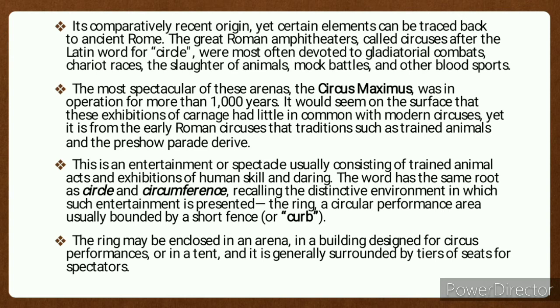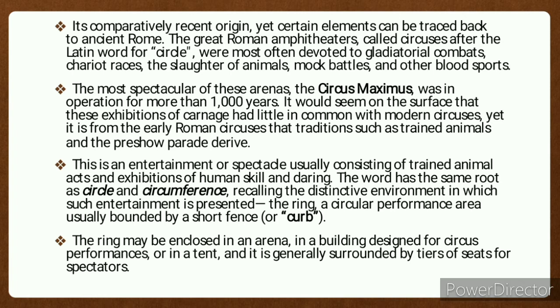The great Roman amphitheaters, called circuses after the Latin word for circle, were most often devoted to gladiatorial combats, chariot races, the slaughter of animals, mock battles, and other blood sports. The most spectacular of these arenas is the Circus Maximus. Circus Maximus was in operation for more than 1,000 years. It would seem on the surface that this exhibition of carnage had little in common with modern circuses, yet it is from the early Roman circuses that traditions such as trained animals and the pre-show parade derive.